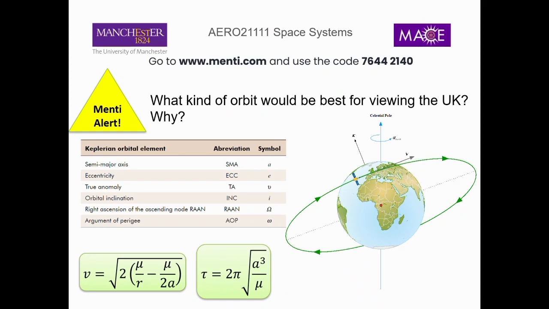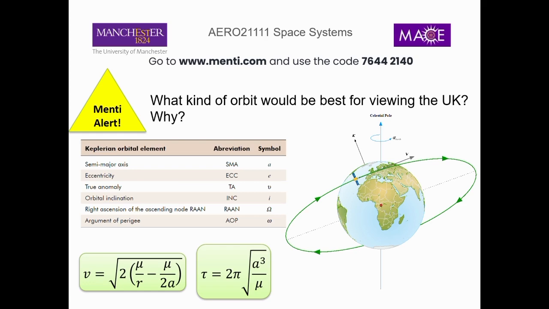So the UK is not an easy one, actually. I partly picked it because we're here, obviously. But also the UK is quite a tricky place in terms of trying to view it from orbit. It's not always obvious what the best solution will be. And I can see some of you have pointed out some of the difficulties. We're going to go through all these orbits now anyway. That's kind of today's class. But I can see some of you have thrown in some caveats in your answers.